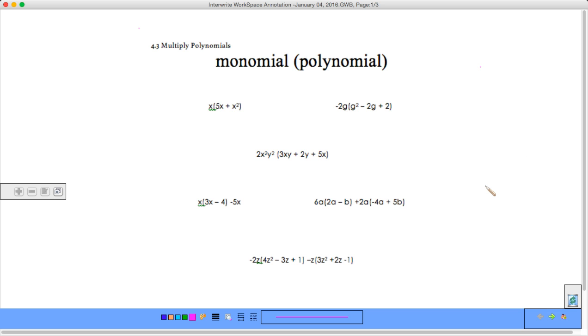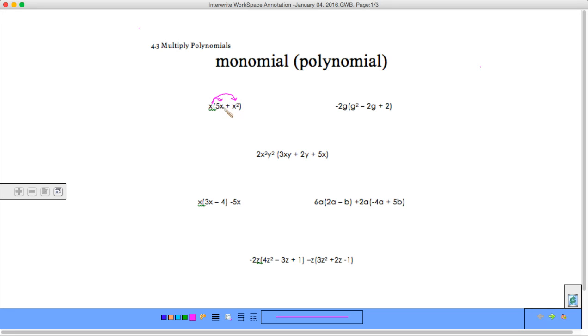All right, we're going to talk about 4.3 multiplying polynomials. We're going to start off here with a small example. So when you multiply polynomials, all you're doing, well, this is a monomial and a polynomial, which just means one term and two terms. All you're doing is distributing, which you've done time and time again.